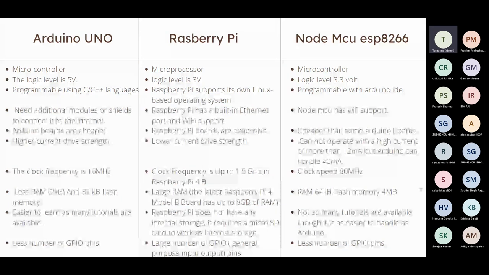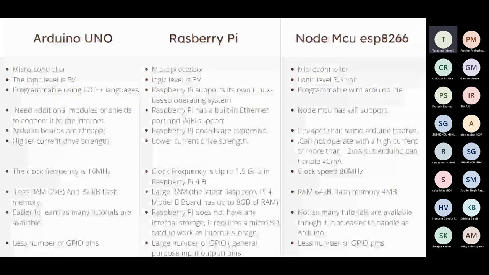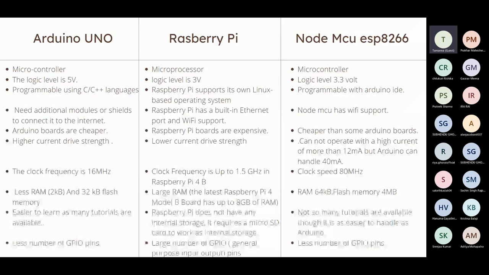Then the number of GPIO, that is general purpose input output pins. Raspberry Pi has a large number of GPIO as compared to Arduino Uno and NodeMCU. For Raspberry Pi, there are 40 pins and out of that 26 pins are general purpose input output pins. And when it comes to difficulty to learn, Arduino Uno is very beginner friendly and it has many tutorials available on the internet, while NodeMCU doesn't have many tutorials available on the internet, though it is easier to handle.